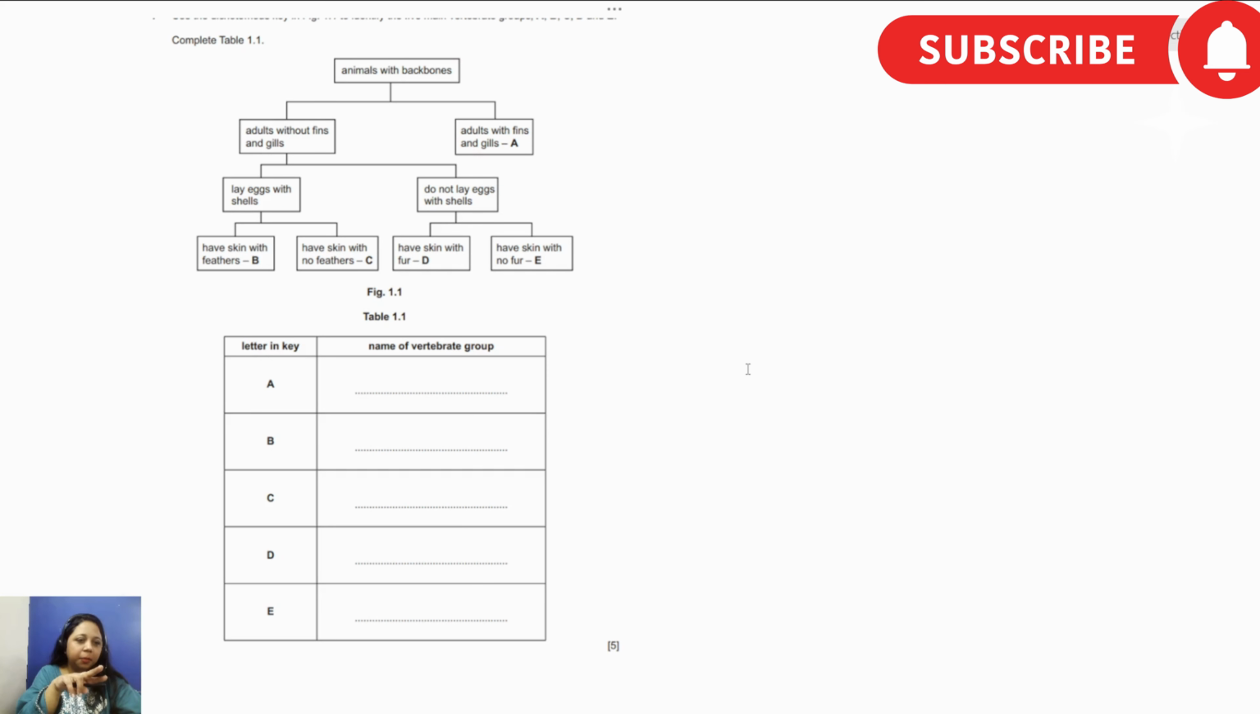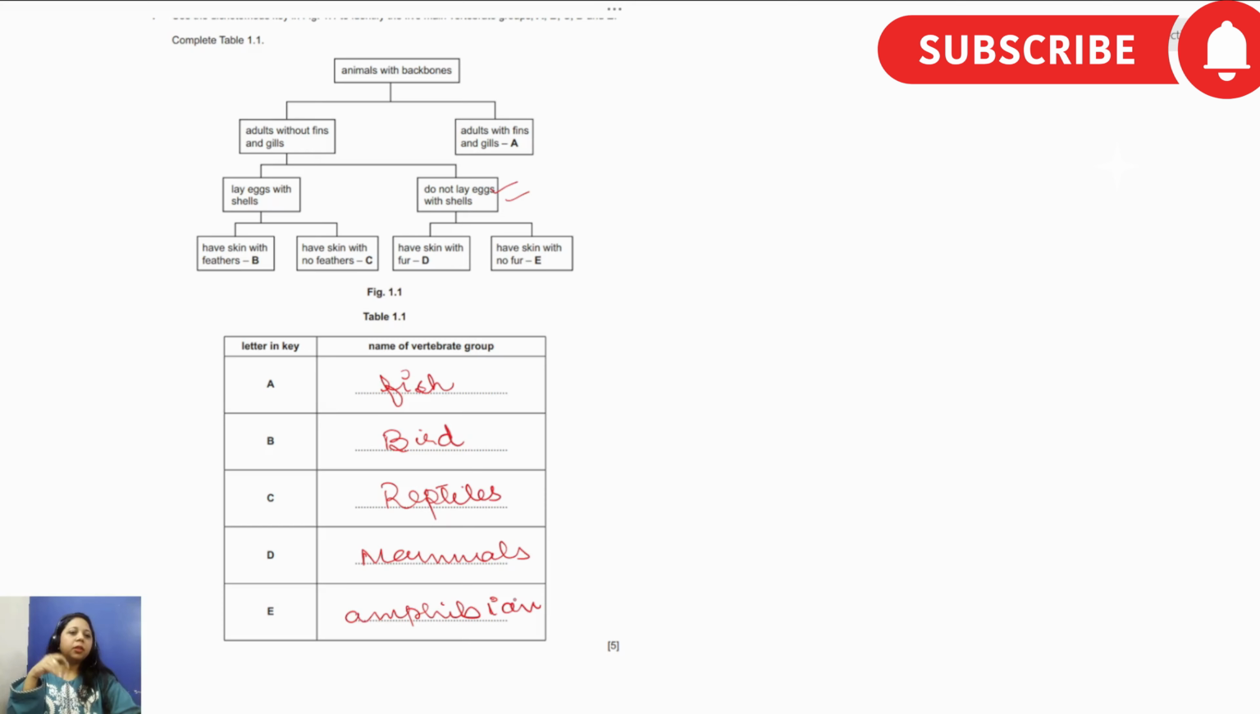One reptile, second birds. Okay, so if they have skin with feathers, what would it be? Birds. So here, fish, birds. What would be third with no feathers? Reptiles. Now, those that do not lay eggs with shells, have skin with fur: mammals. And the last one, amphibians. Okay, so amphibians and fish lay eggs without shells. Just keep this in mind.